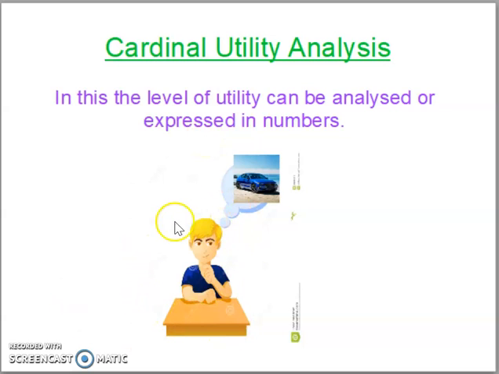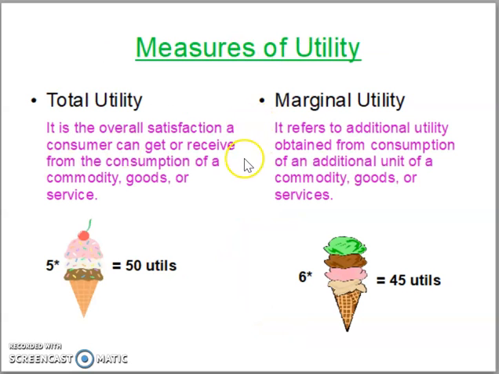For example, this person is thinking to buy a car. This person can describe the utility of the car for himself by giving some particular numbers. Like he will give 10 numbers, and if the utility is less for him, he will maybe give fewer numbers, and it depends on this thing. Now let us move to the measures of utility which come under the cardinal utility analysis. There are two main measures, the total utility and marginal utility.